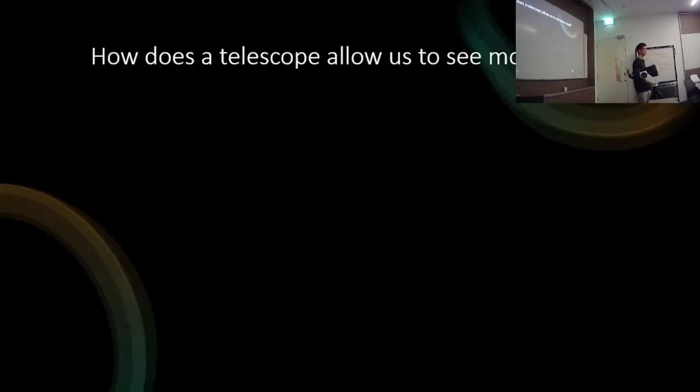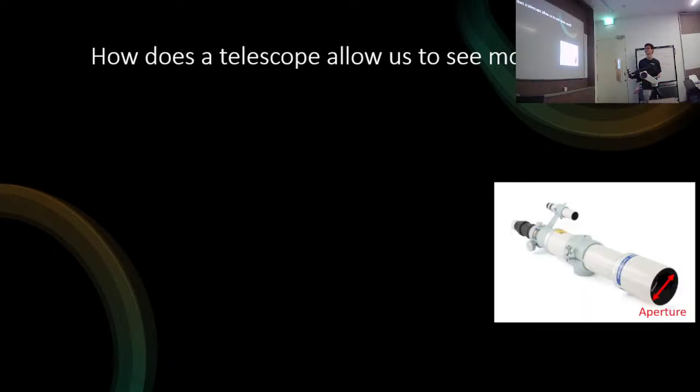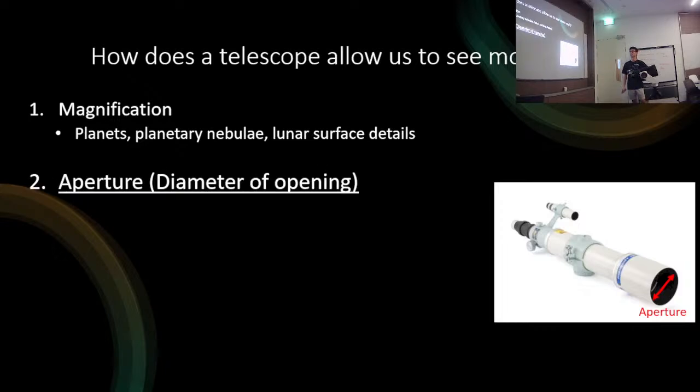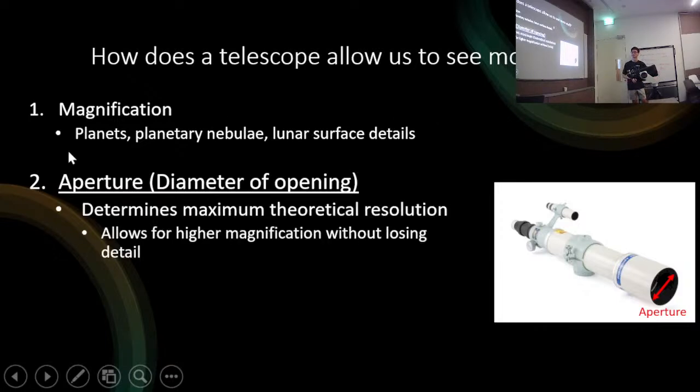Just to give a brief three-slide summary of what you can take away from this talk: how does a telescope let us see more stars? In general, the first way it lets us see more stars is obviously by magnification. Let's say you want to see planets, planetary nebulae, lunar surface details, right? But most of the time, the more important factor when it comes to a telescope is the aperture, which is the diameter of the objective.